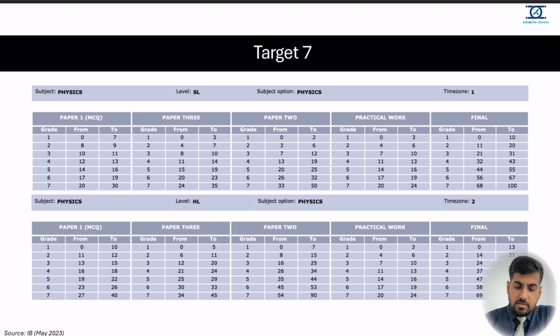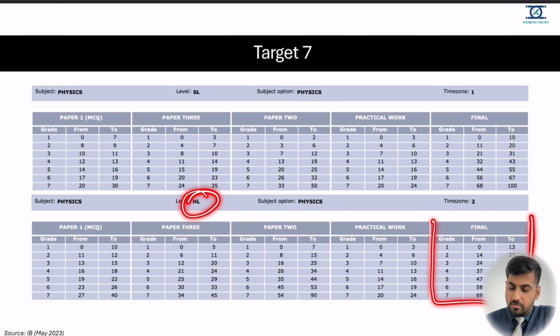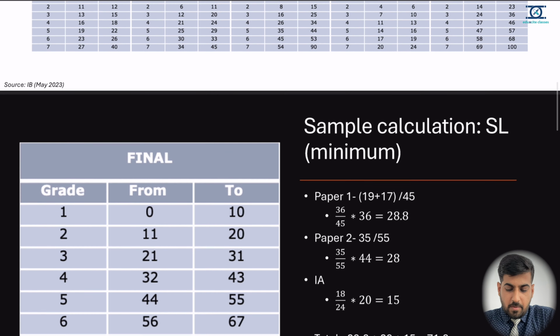So this is for the SL. So if you just look at the final column, that is out of 100, and this is for the HL, that is also final out of 100. Now if you look at the physics guide, how it is broken down, let us take one simple example: how many minimum marks you need in each of your papers to get 7 in your physics. Okay, so just pay attention now.